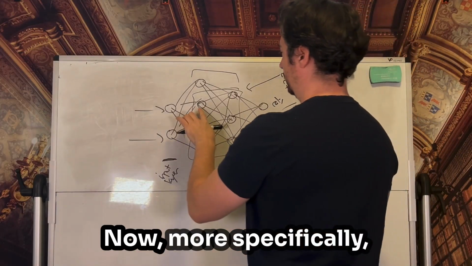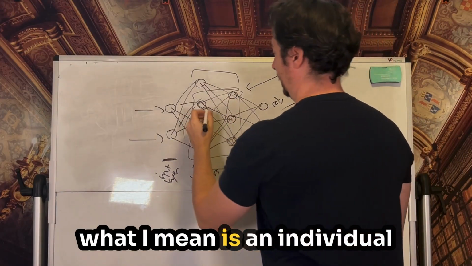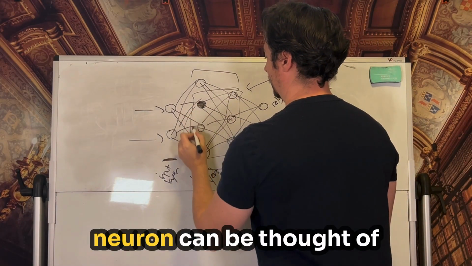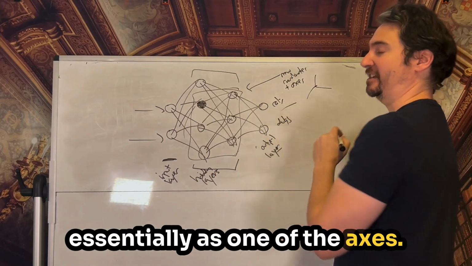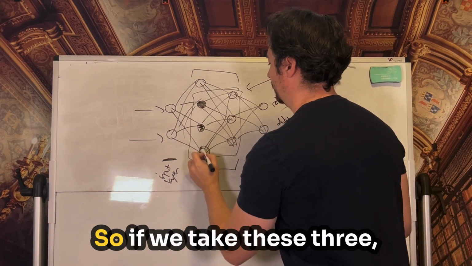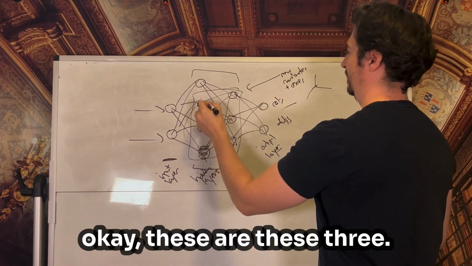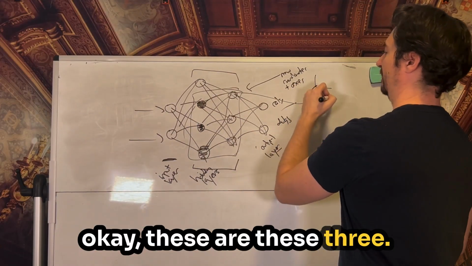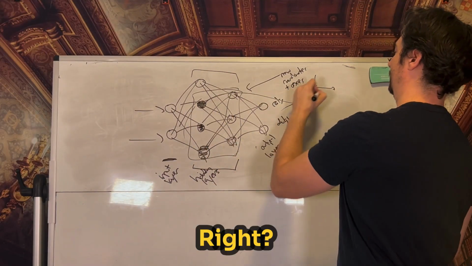Now, more specifically, an individual neuron can be thought of essentially as one of the axes. You might call them coordinates, but one of the axes. So if we take these three, those are your new ABCs, let's say.